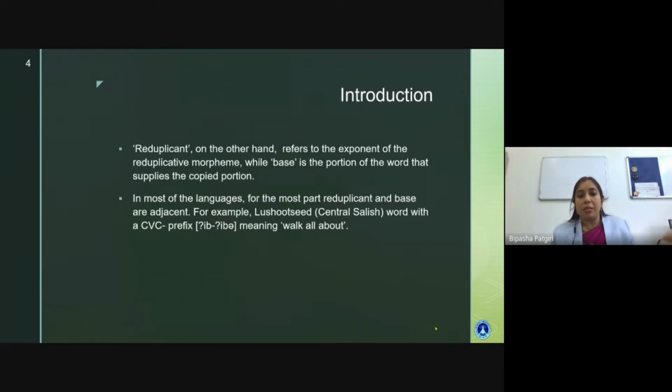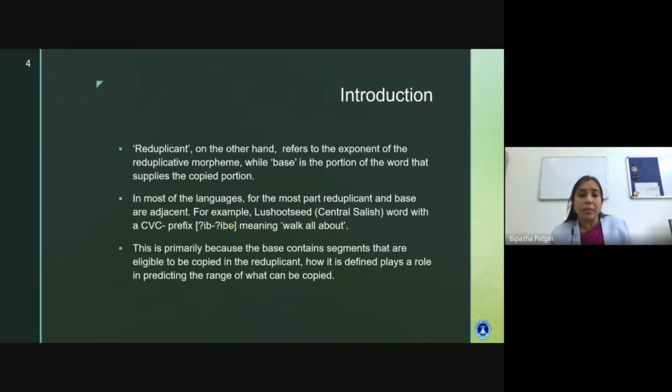For example, in this particular language from CIIL, Lucio said a word with a CVC prefix meaning 'work all about'. As you can see, this part has been reduplicated and only the schwa is added at the end to give it a different kind of meaning, to work all about. So these are things that languages manifest in different ways.